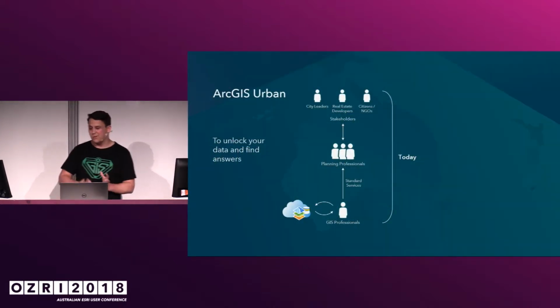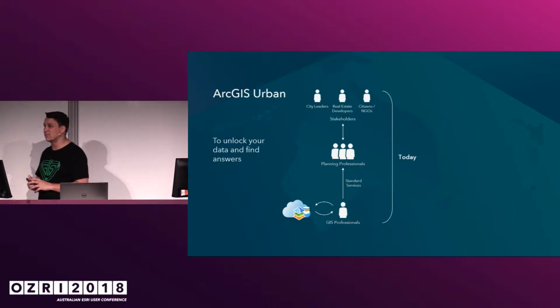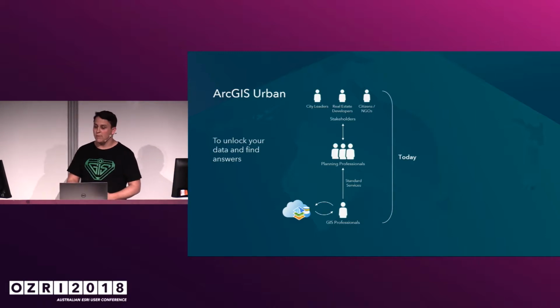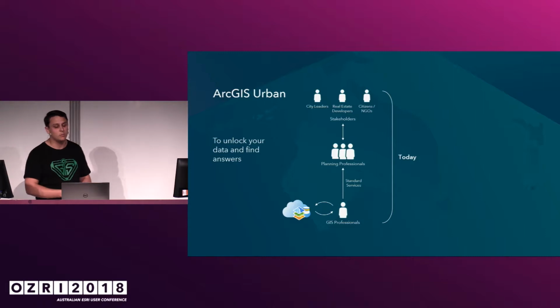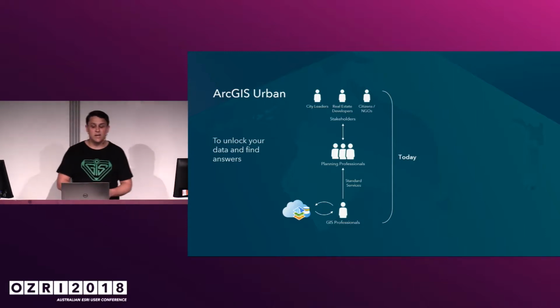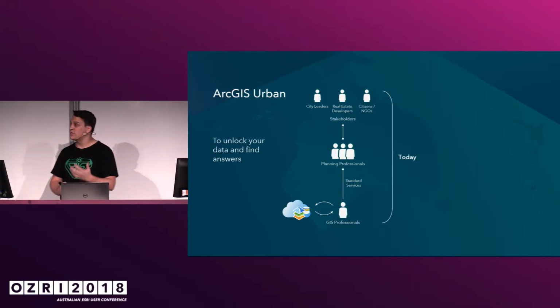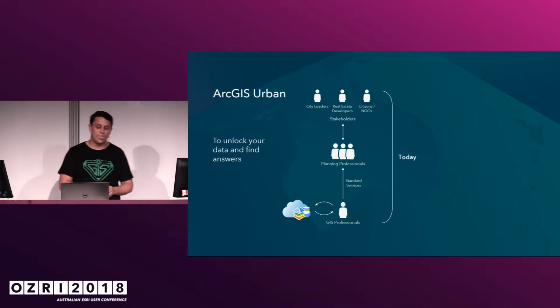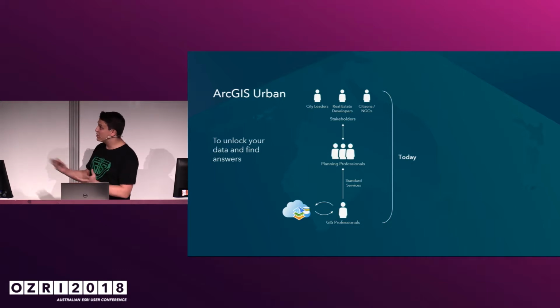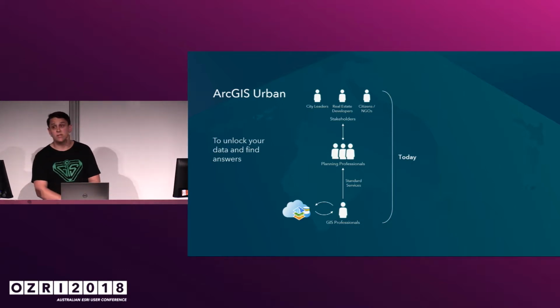Currently, our typical information flow looks a little bit like this, a little bit siloed, where GIS professionals are maintaining spatial databases, providing standard mapping services to planning professionals. The same planning professionals then have their own services that they provide to key stakeholder groups. So how can ArcGIS Urban help our cities cope?